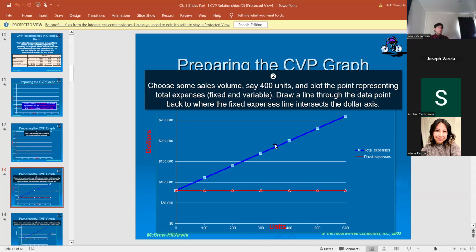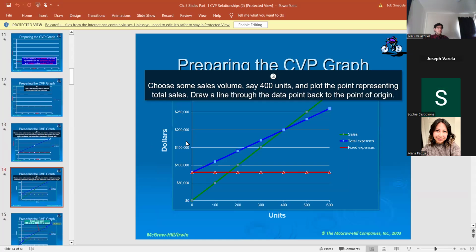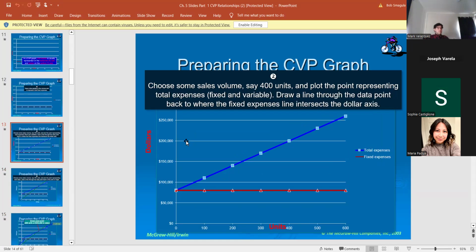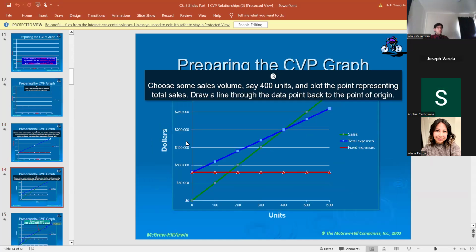Notice that it goes in a completely straight line. Here is your fixed cost below the red line. Between these two lines is your variable cost, and here is the total cost. Now, they're going to show us how to get to the break-even point. I don't know what this does for us, looking at the same information.